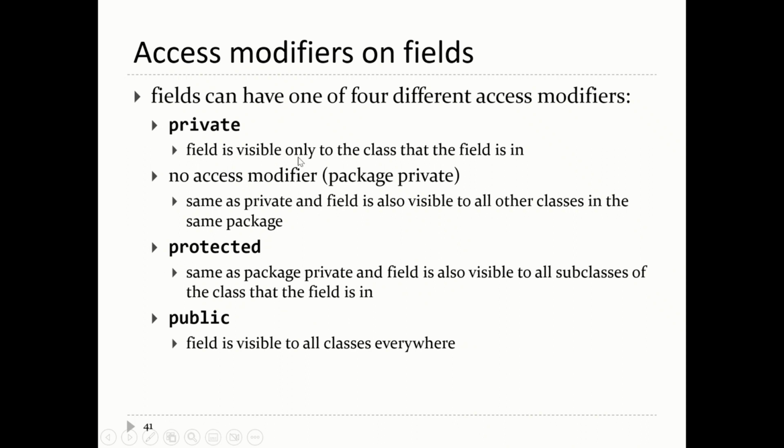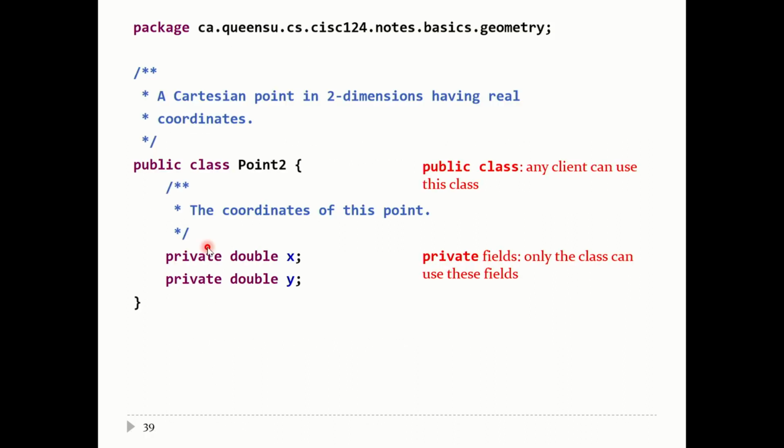Protected means the same as package private, except visibility is granted to these things called subclasses. So we'll talk about this several weeks from now. So nothing is protected for the time being. And finally, there's public. So public means the field is visible to all classes everywhere, as long as the class is also visible. So that means if these were public, anybody can make a Point2 object called p, and then they could write p.x equals something and p.y equals something. So they can access the fields directly by name.